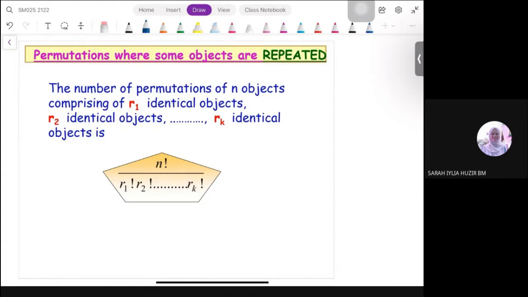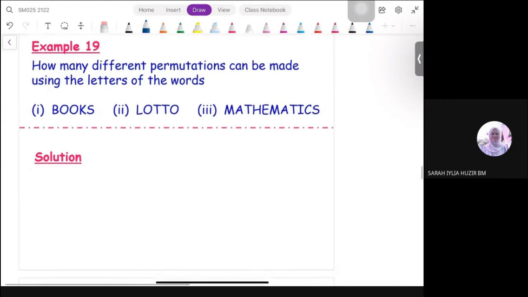Okay, let's go through the example. So how many different permutation can be made? Clearly we have to use NP here. Okay, from the word, first one, books. Okay, so for books, how many letter do we have here? We have 5 letter, but careful, O happen twice here. O tu berulang 2 kali, we consider that as repeated letter.